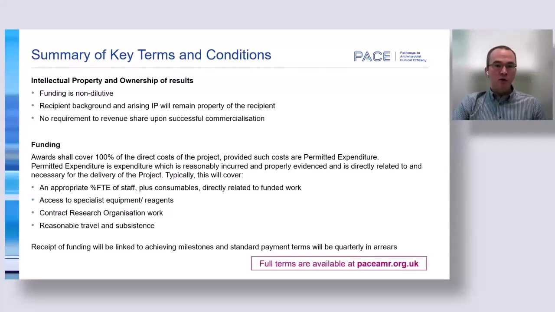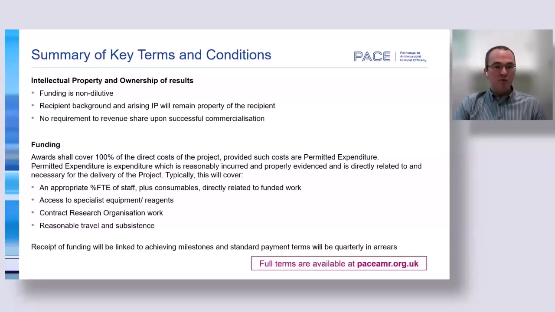There will also be no revenue share clauses. For the funding, awards will cover 100% of direct eligible costs up to £300,000 or £1 million limits with permitted expenditure. So permitted expenditure is defined expenditure which is reasonably incurred and properly evidenced and is directly related to and necessary for the delivery of the project.